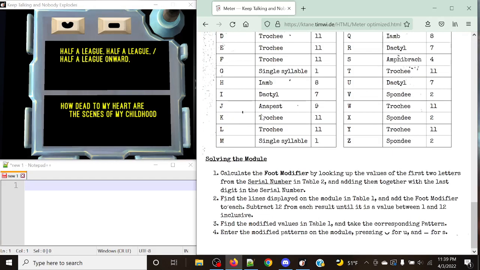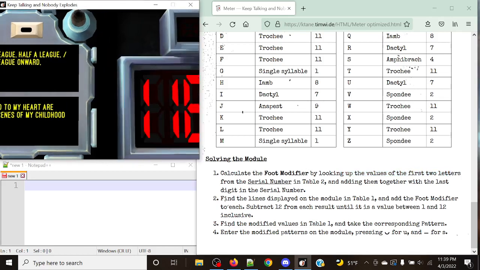So now let's go down to the bottom. What we're essentially going to be doing is calculating a foot modifier, which is how we're going to shift these things around. What we're going to do is look up the values for the first two letters in the serial number. So let's take a look.